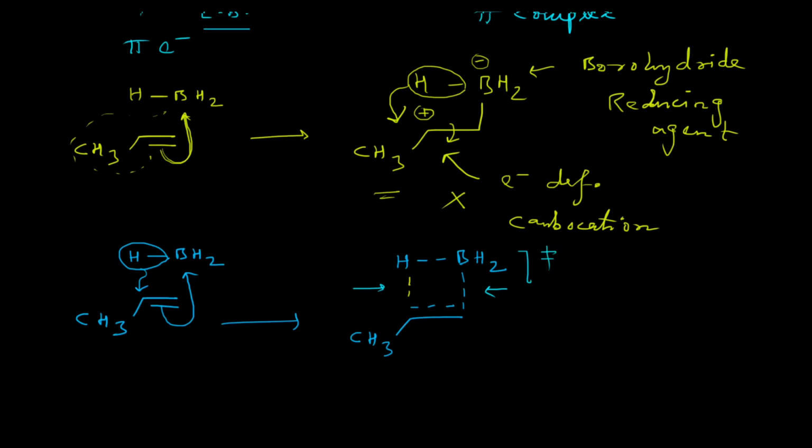So what does unsymmetrical transition state mean? It means the polarization will be unsymmetrical. So this carbon will be polarized as delta plus, or this carbon will possess delta plus charge, and the boron center will also possess delta minus charge.